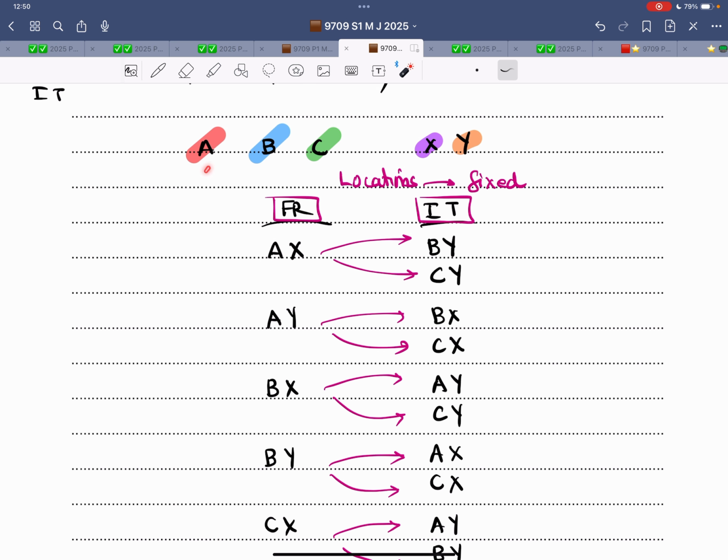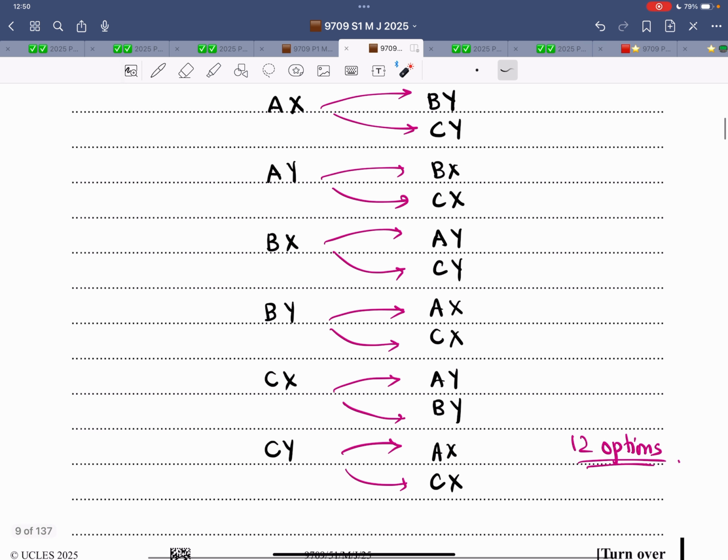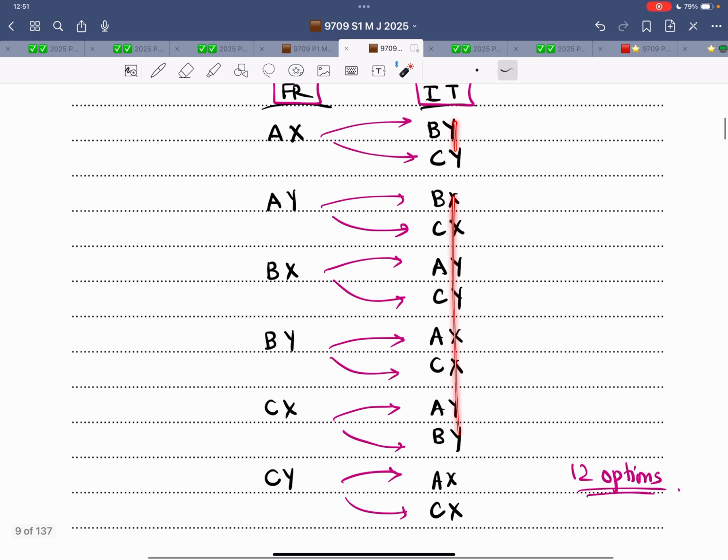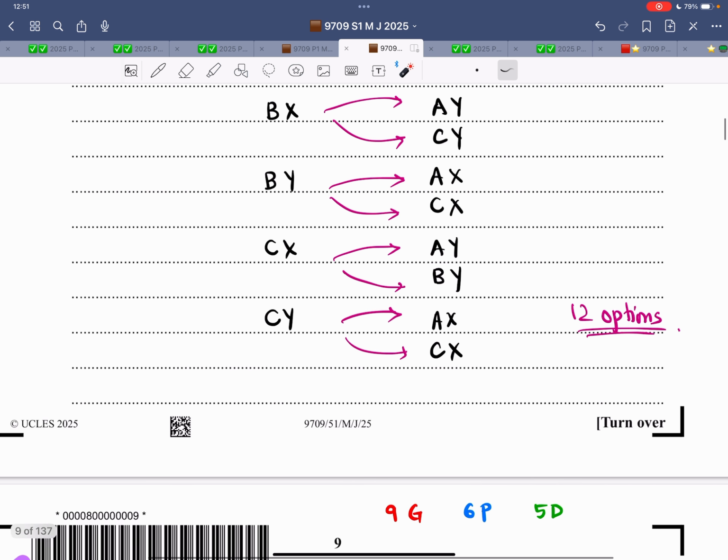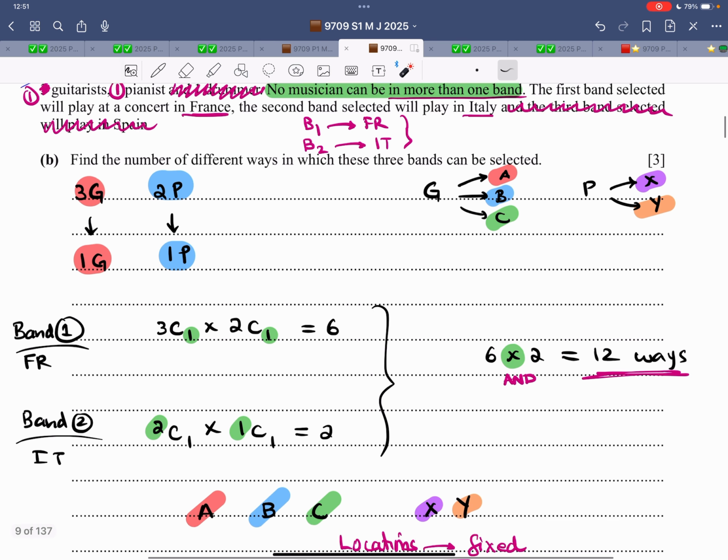Let me start with AY. So if I select AY, what are the possibilities? BX, CX. Do the same thing. If I select B and X, then AY and CY. If I select B and Y, then AX, CX. If I select CX, then AY, BY. If I select CY, then AX, BX. How many options are there? 12. So that is how I've explained it in an easy way.